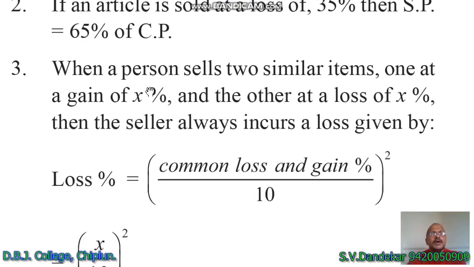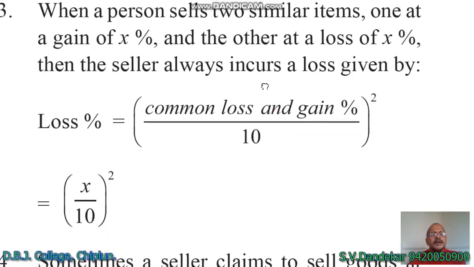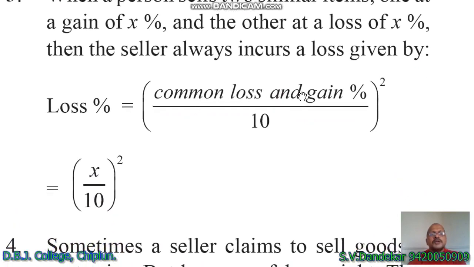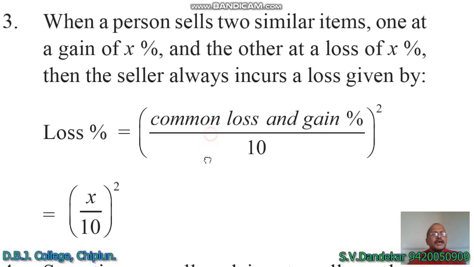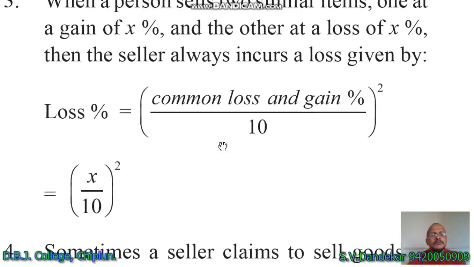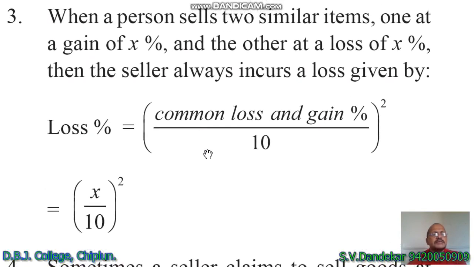Third, when a person sells two similar items, one at a gain of X percent and the other at a loss of X percent, then the seller always incurs a loss given by loss is equal to (common loss and gain percent divided by 10) whole square. I do not agree with this formula. We will discuss this when we meet in person.